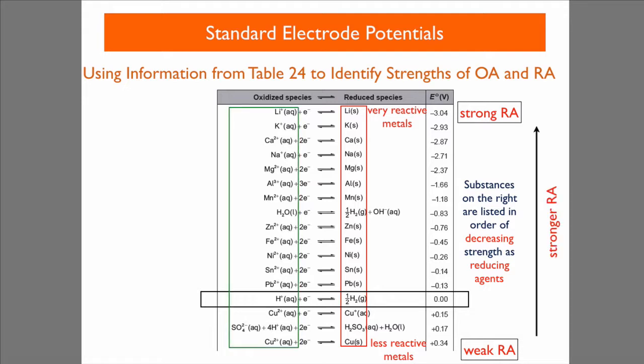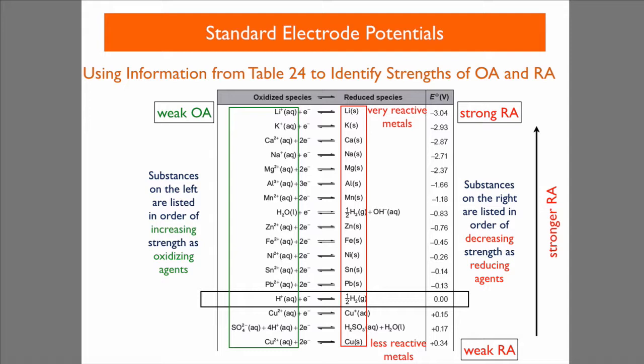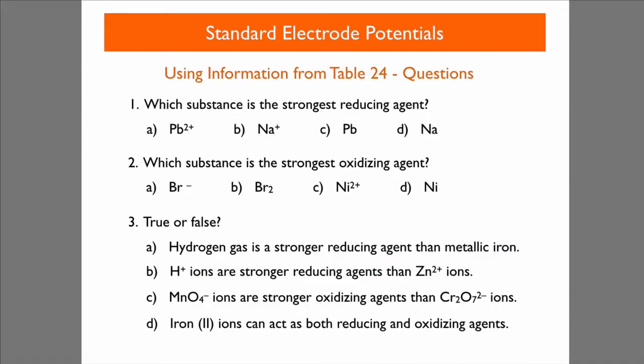On the left hand side in that green box, we can see substances here are listed in order of increasing strength as oxidizing agents. It's going to be the opposite. So you've got the weak oxidizing agents at the top, and you've got strong oxidizing agents at the bottom in that direction. So using that table, and you should go to table 24 in your data booklet, you can try and answer these questions. Press pause and give it a go.